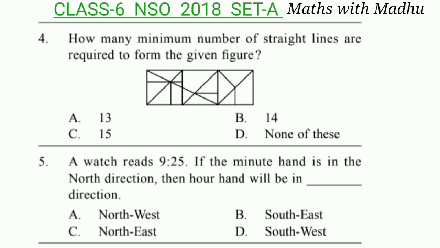Question number 5. A watch reads 9:25. If the minute hand is in the north direction, then the hour hand will be in dash direction. 9:25 means the minute hand is on 5 and the hour hand is between 9 and 10. So the hour hand will be in southeast direction, which is option B.